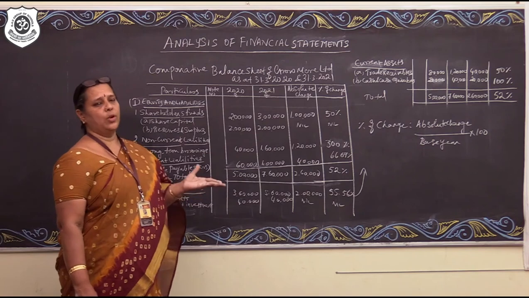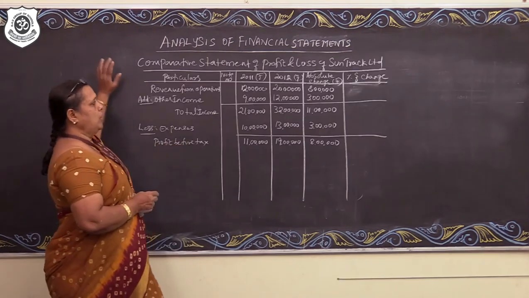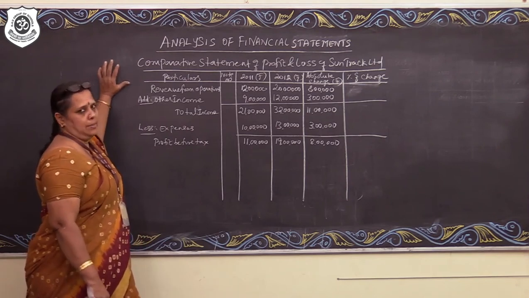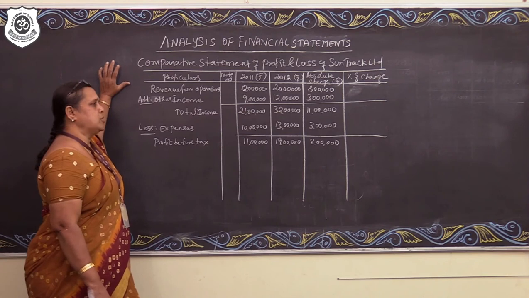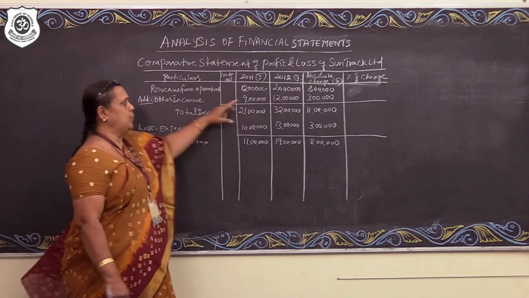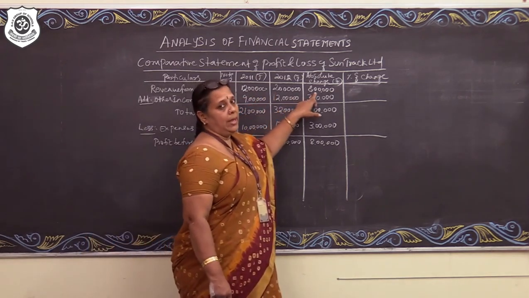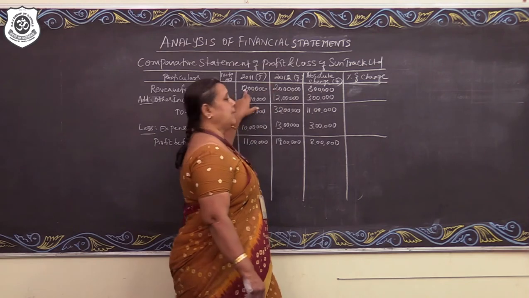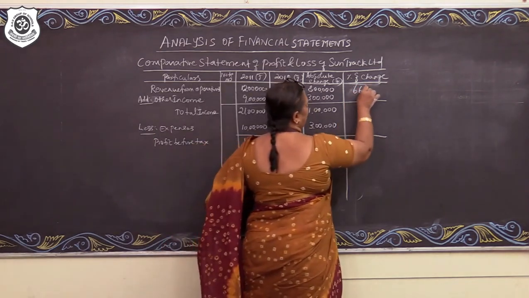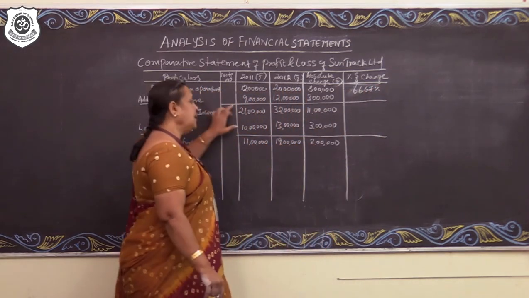The next one we are going to see is about the comparative income statement. So, we are going to prepare the comparative statement of profit and loss of Sun Track Limited. You are given in the question that revenue from operations: base year is 12 lakh rupees, current year is 20 lakh rupees. So, there is an increase of 8 lakh rupees. 8 lakh divided by 12 lakh into 100 will give you 66.67%.